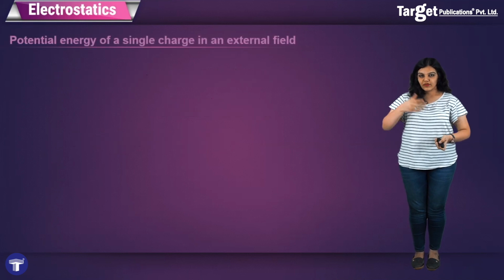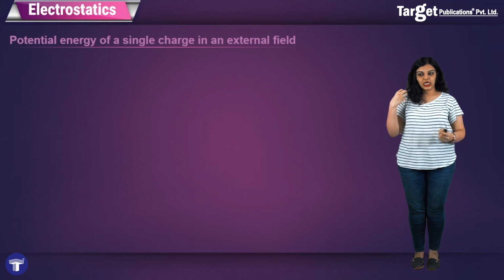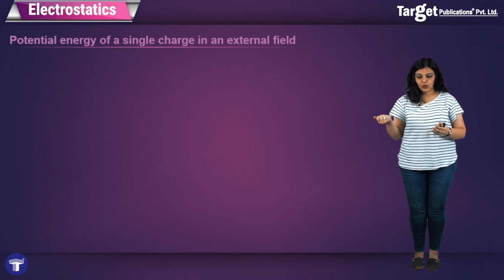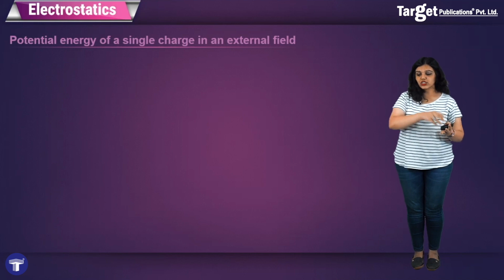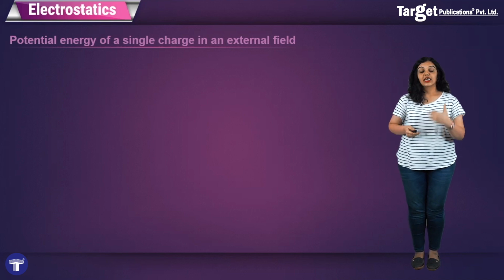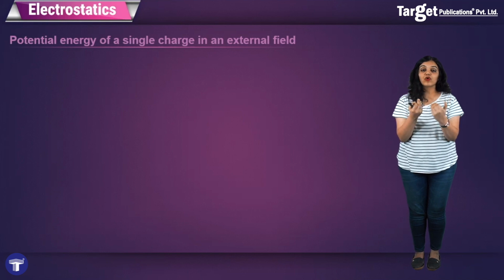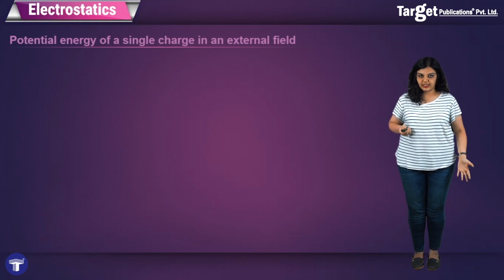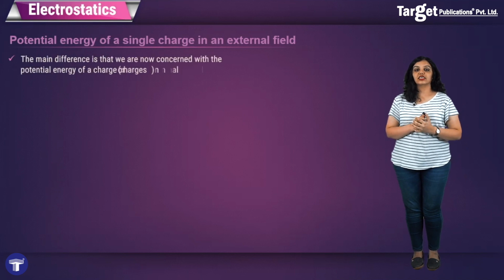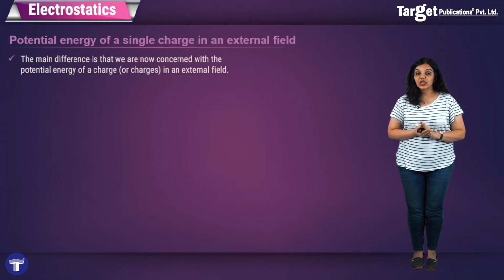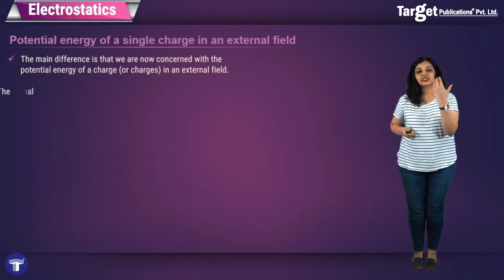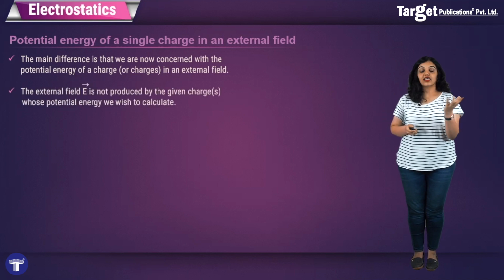So remember, previously what we were doing was that we were bringing a charge in an empty space where there was nothing before the charge. So you were bringing a charge, and because of this charge you were finding the potential at some point. Now what I'm saying is that even before you bring the first charge, there is already some external field present, and therefore the main difference is that we are now concerned with the potential energy of a charge or charges in an external field. When I say external, it means that the field in which it is placed is not created by the charge itself.